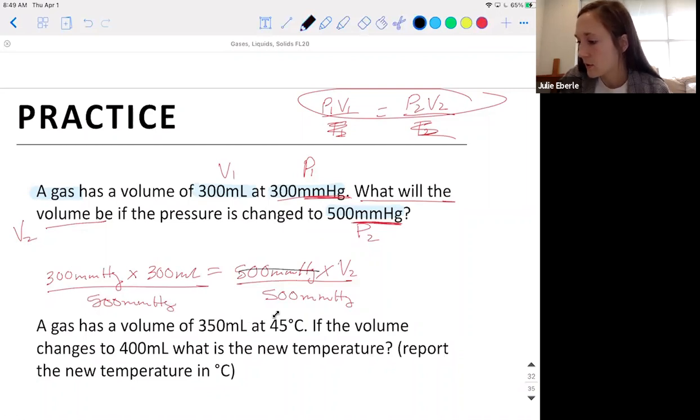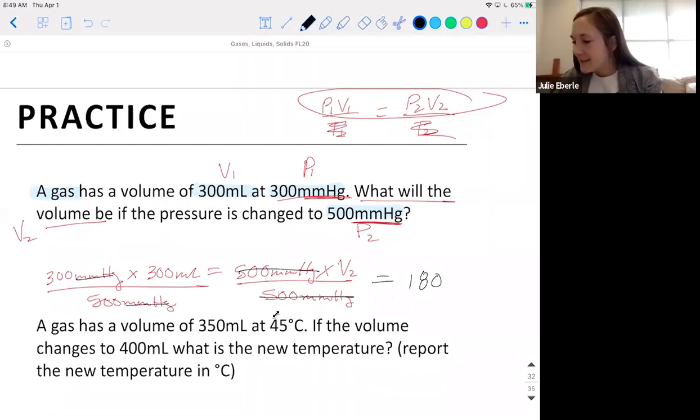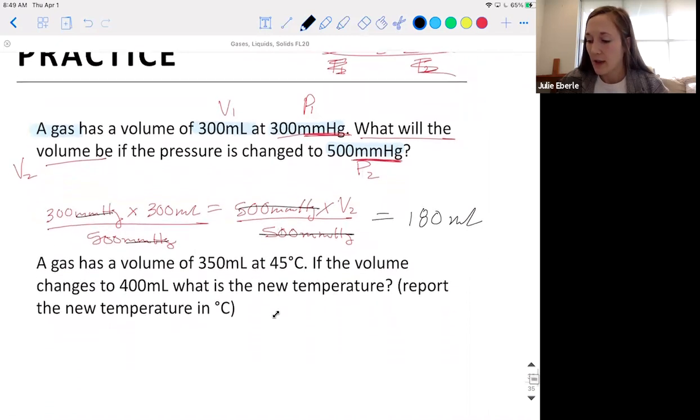And it cancels on this side. And now you just do 300 times 300 divided by 500. Conveniently, millimeters of mercury go away, and all you're left with is milliliters. So that's going to be good because your volume will have units of milliliters. What do you guys get? 180. 180 milliliters. Okay. All right, questions on that one?